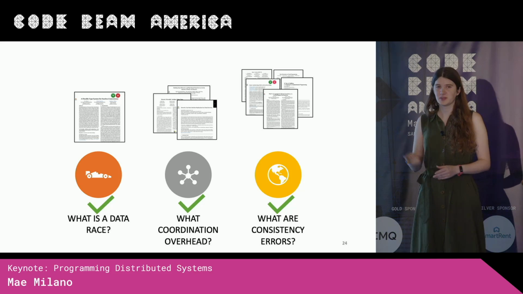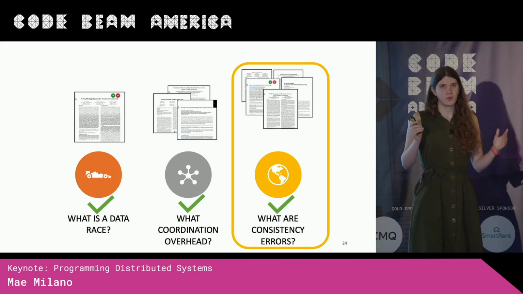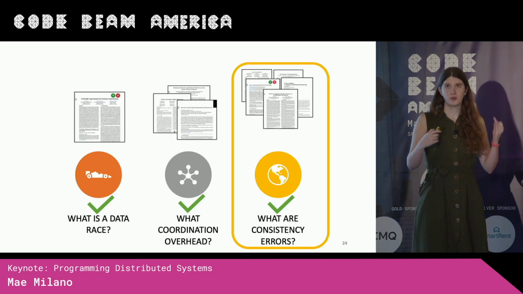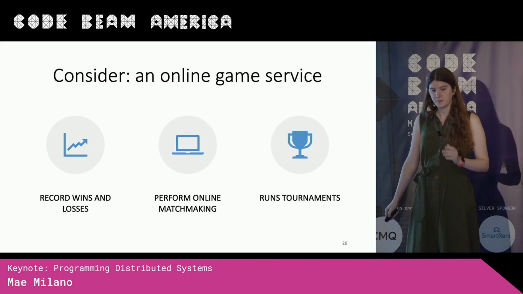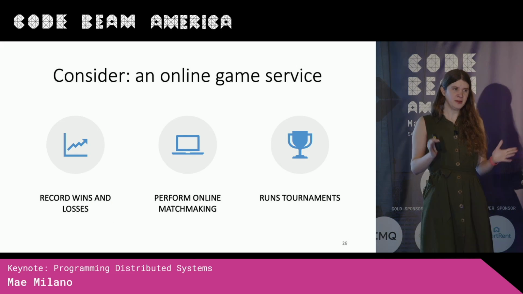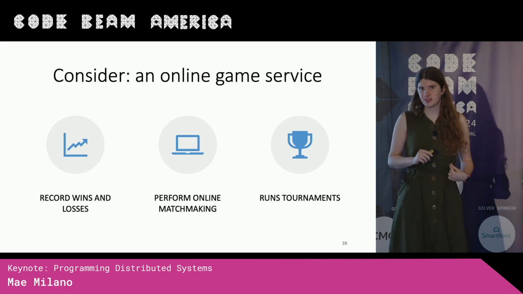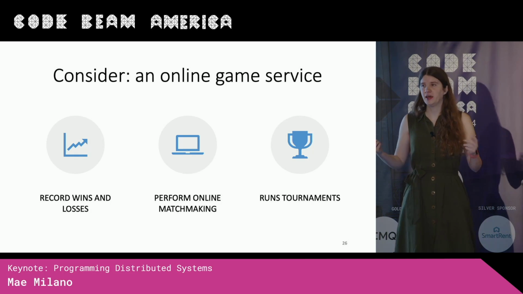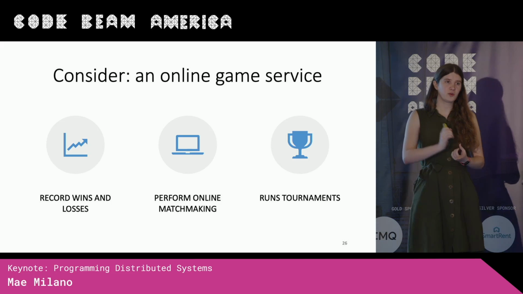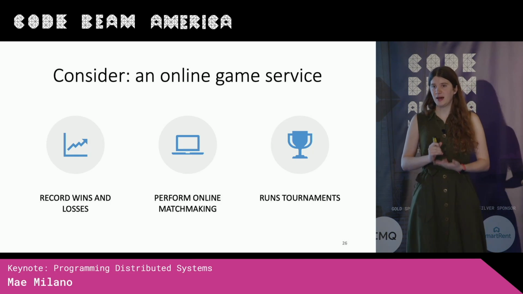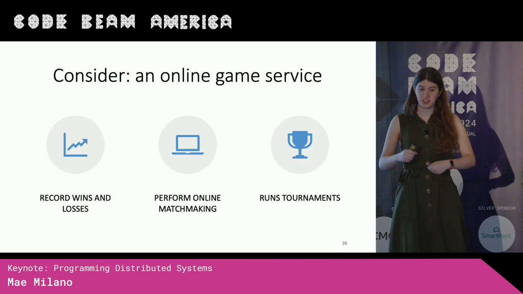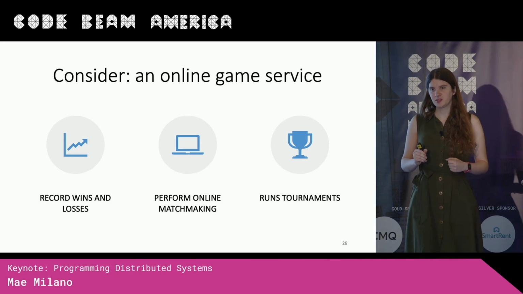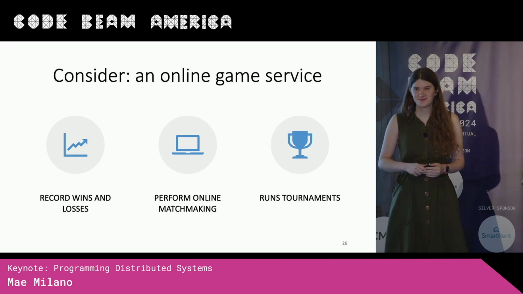Okay, those are our problems. Let's start with solutions. We're going to start at the largest scale first, handling consistency errors in globally replicated databases. And let me begin by saying that there's actually some applications that can handle this just fine. Consider, for example, an online game service that wants to record wins and losses of their players, perform matchmaking so that players of similar skill fight each other, and run tournaments where they invite the 10 best players in the world to contest for blood and glory.